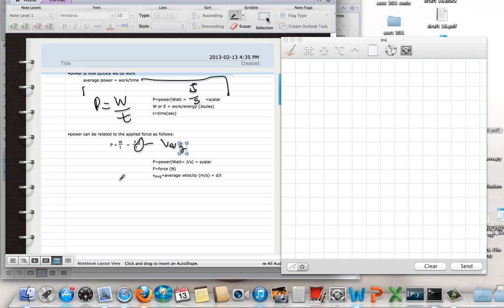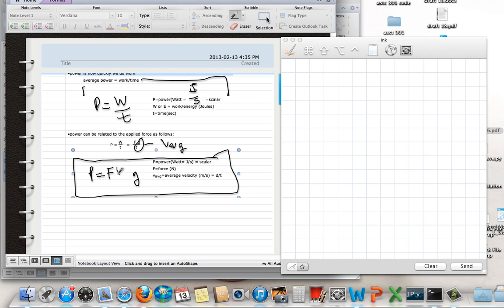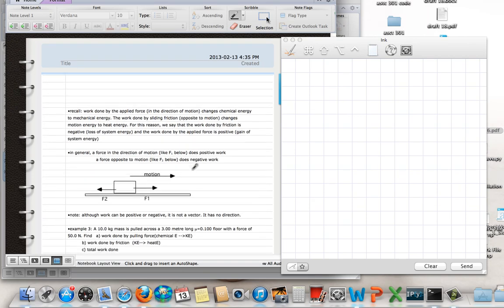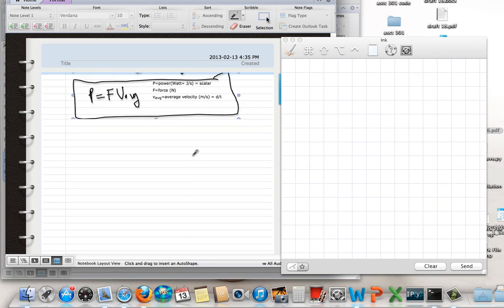So we can state then that a power, in addition to being a work over a time, is also a force times an average velocity. And once again, we'll put a box around that one, just like that. And that's supposed to be V, oh, there it comes, average velocity. So power is the product of force and average velocity. All right, let's try an example then.